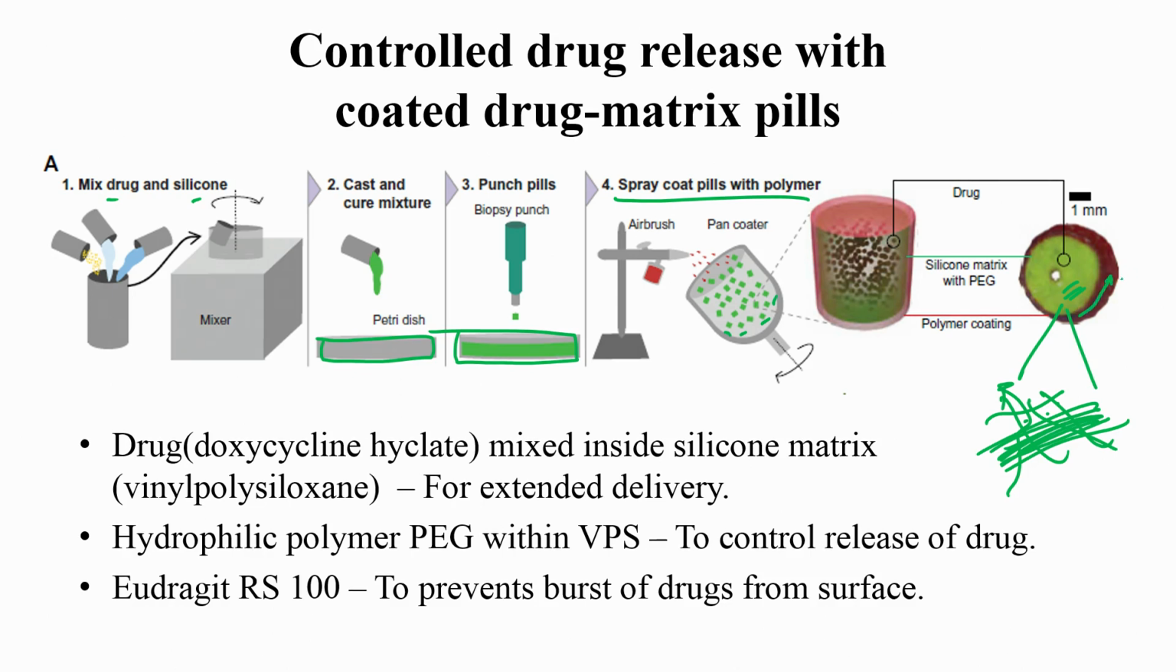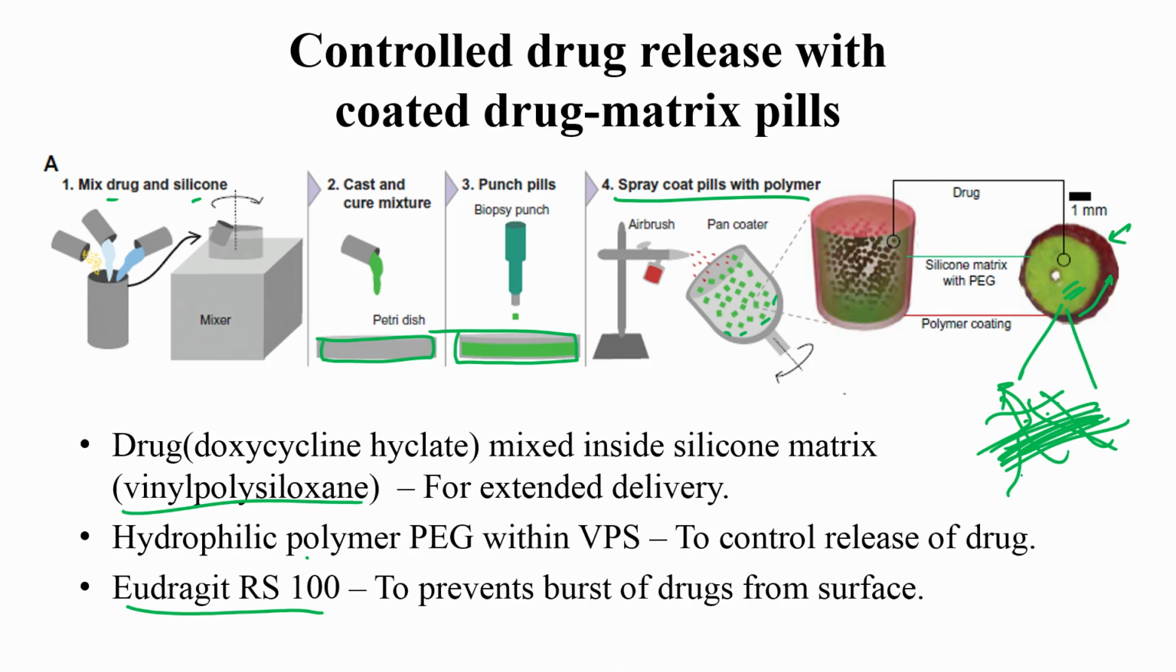you can do enteric coating, or some other kind of coating, just to make sure that there is no burst release happening. In this case they have used the drug doxycycline hyclate, an antibiotic. This is mixed with the silicone matrix, the vinyl polysiloxane, for extended delivery. A hydrophilic polymer such as PEG is then put in to create these pores that I talked about, and finally on the outside you had the Eudragit coating, which prevents the burst release from the surface. This coating will dissolve slowly, and as it dissolves the drug will start to come out.